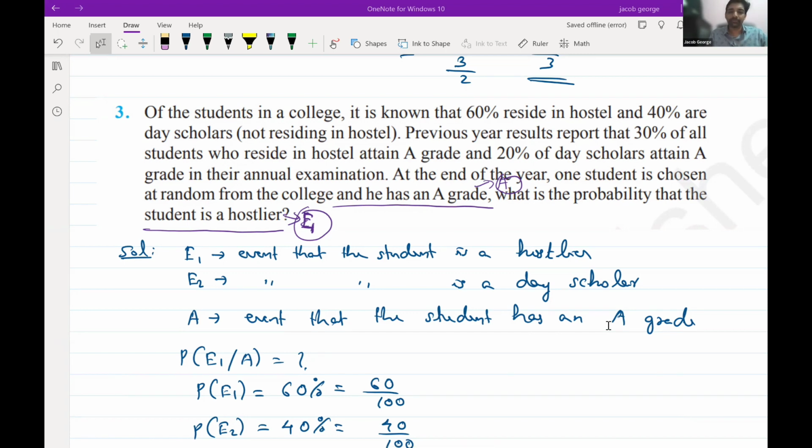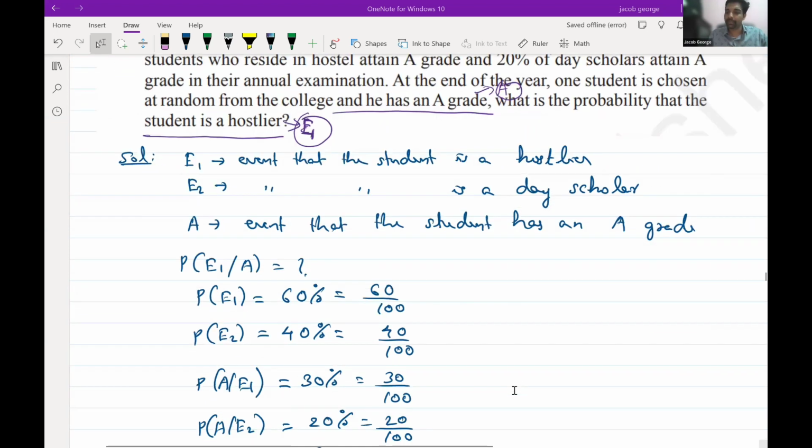In the same question, a simple conditional probability like P of A given E1 or P of A given E2 will be there. P of A, the total probability, will be there. And finally, this Bayes theorem also will be there. Is it clear, children, the approach of this type of question? Now move to this one.